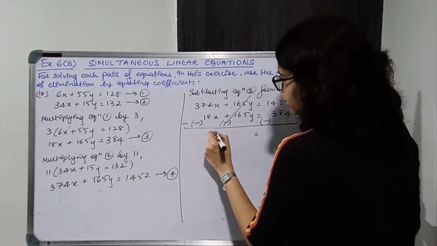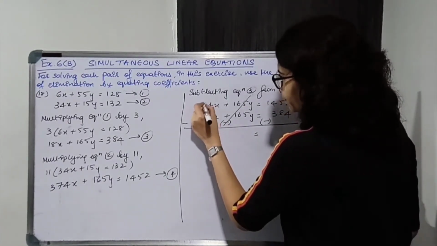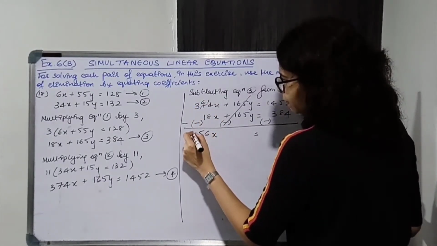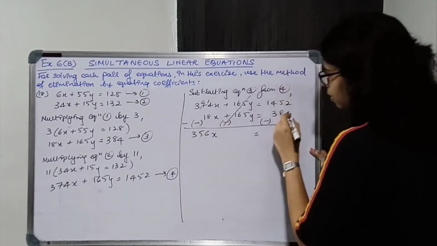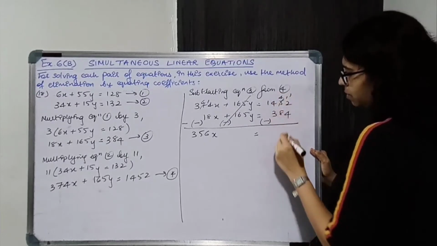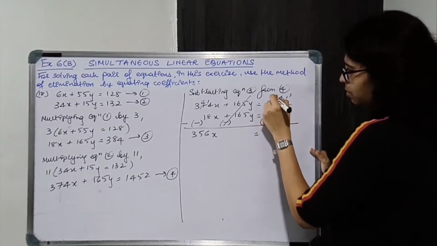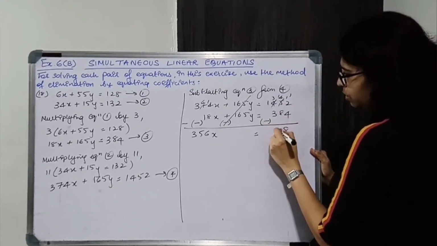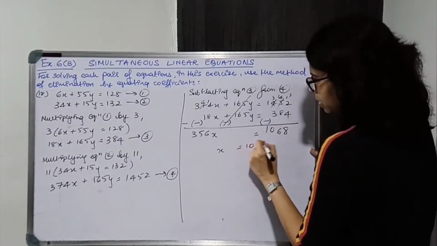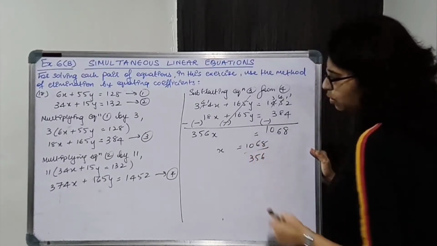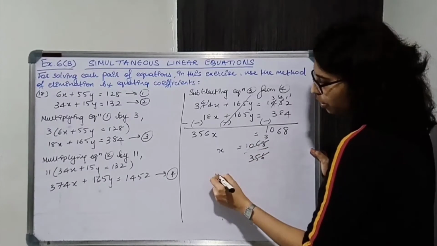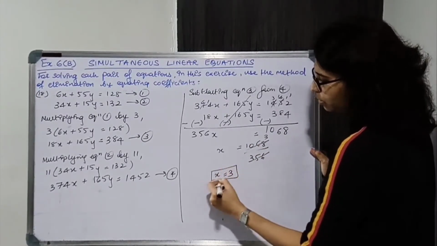374 minus 18, so we'll get 356x. And over here we'll get 1452 minus 384, so 1068. So x is equal to 1068 upon 356. 356 into 3, you can check. So x is equal to 3.